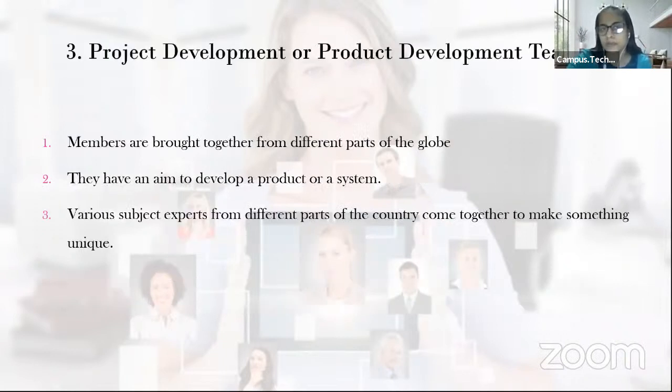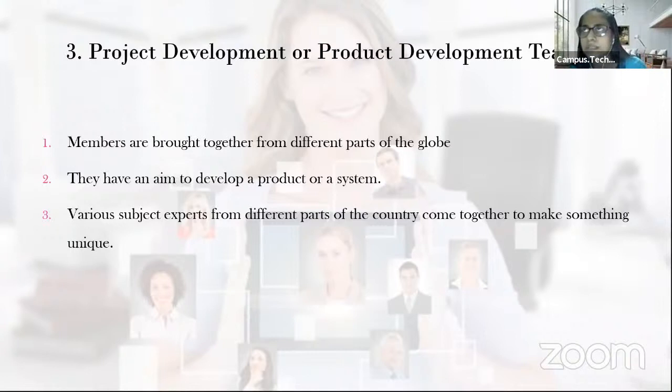Next is project development or product development teams. Project development and product development team means members are brought together from different parts of the globe. See, product is something which is very important. So in this, we require various subject matter experts, expert knowledge, expert skills. We need all those things to develop a project or a product. In that case, members are brought together from different parts of the globe.